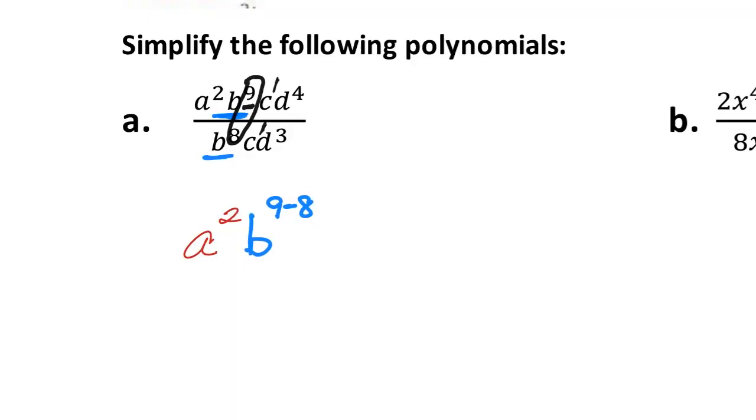Then we have c to the first divided by c to the first. What can you tell me about c to the first divided by c to the first? Yeah, it's going to simplify out because it's the same variable divided by itself. So that's just a 1 when you simplify. And then finally we have d to the fourth divided by d to the third. So you keep the d and you can subtract the exponents. Or you can do it this way.